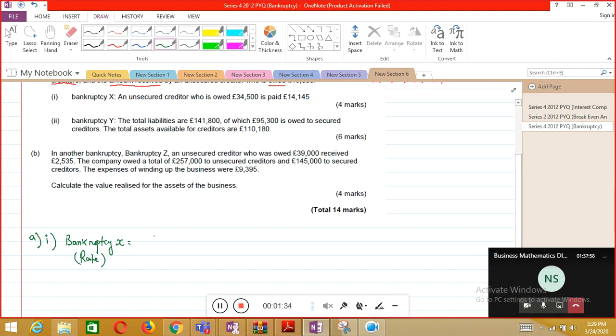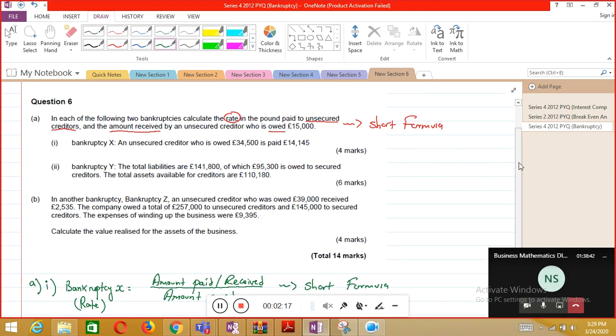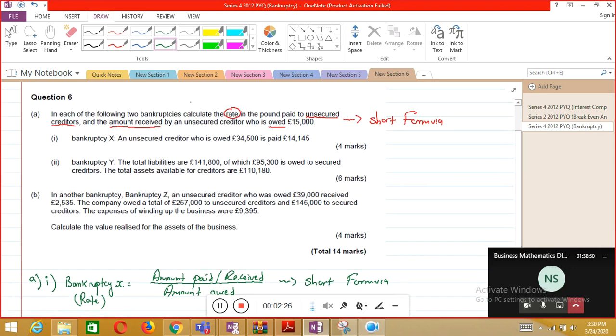They want you to calculate the rate for bankruptcy X. So you use this formula: amount paid or received divided by amount owed. This is what I call the short formula. If it is the long formula, if you still remember, it will be realized asset minus secured creditor, then minus the expenses, divided by unsecured creditor. That's the long formula. So we're going to use the short formula here. First we need to find the rate. That's in your part A.